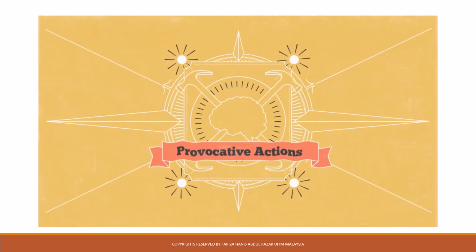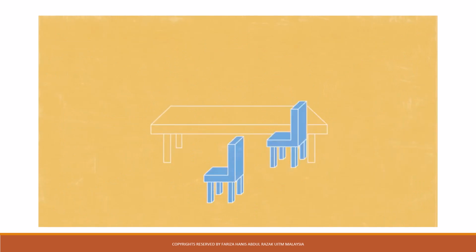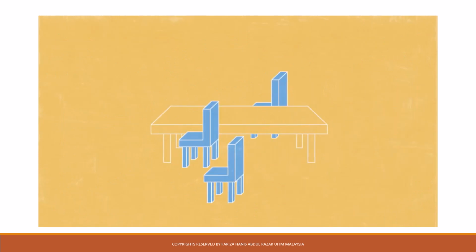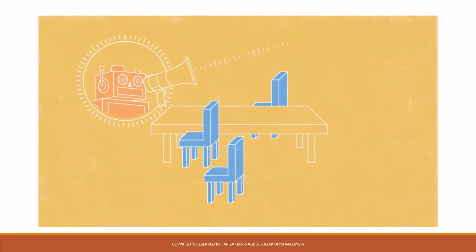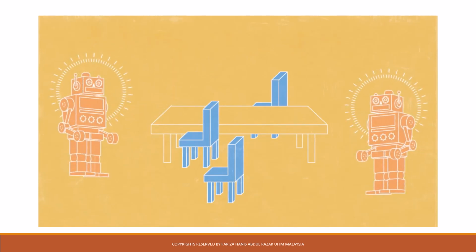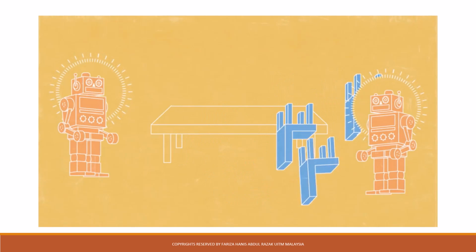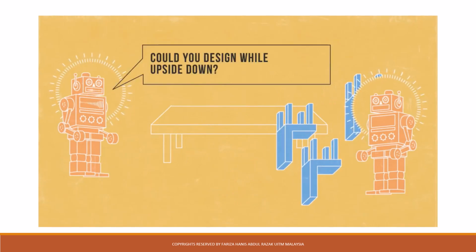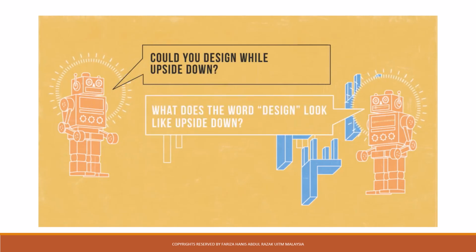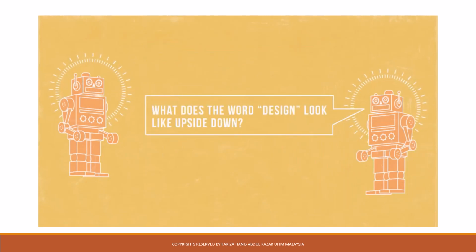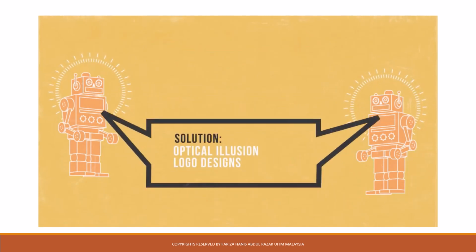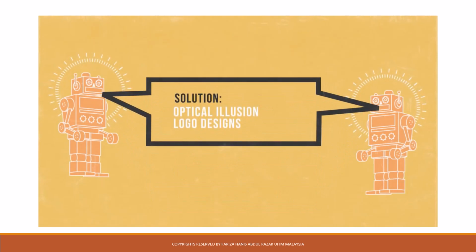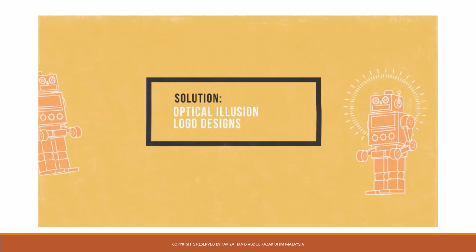Provocative actions. Look at things differently by changing your physical surroundings or by verbally communicating in unexpected ways. Try shaking things up. Physically change a room by turning the chairs upside down or verbally make an off-the-wall comment. For example, could you design upside down? What does the word design look like upside down? Either way, unusual situations will ignite creative responses that you can pull ideas from.